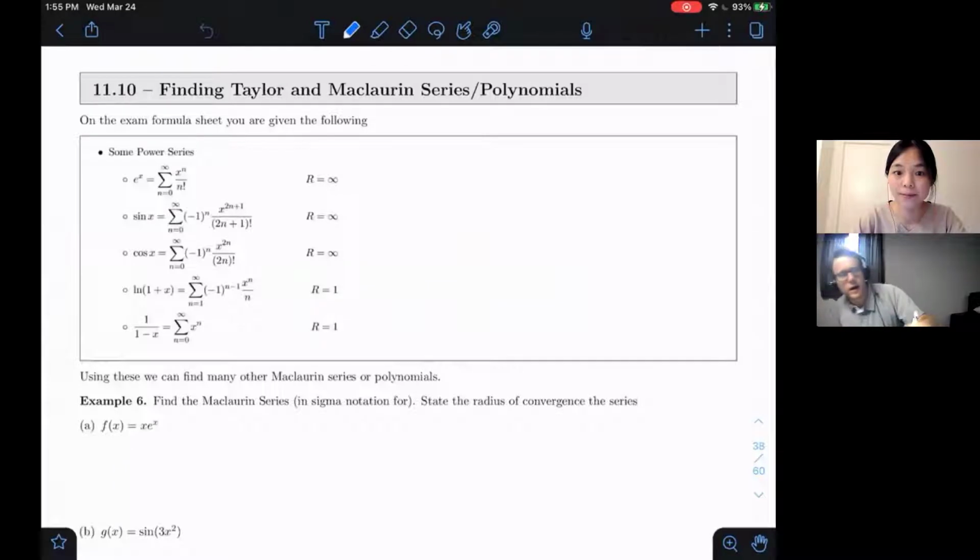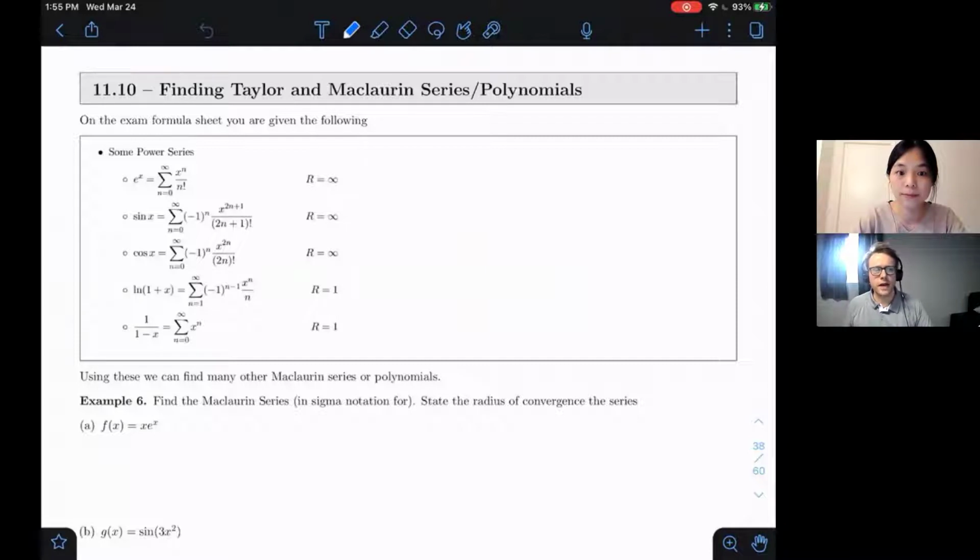This is, I believe, something I copied from the formula sheet right here. So these are all the ones that we have. And likewise, I said that these will be given on the quiz as well for you to use as needed. So these will be available to you.